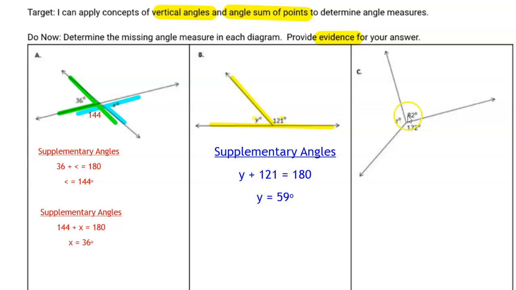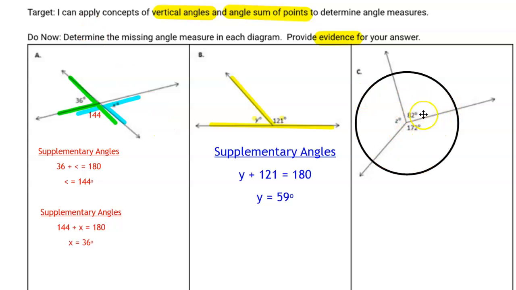Moving on to this last one, I can see that there's an 82, 172, and a z here. I don't see any straight lines and I don't see any right angles, so I can't use complementary and I can't use supplementary, but I can use something else. You should be able to draw a circle around this whole entire figure, considering that that point is at the center. And from that center, we have three different angles. You should recognize a circle has a certain number of degrees in all of its interior angles. That number is 360. 360 degrees is associated with a circle, which means that all three of these angles should add up to 360. That's a concept we're calling ASOP, or angle sum of points.